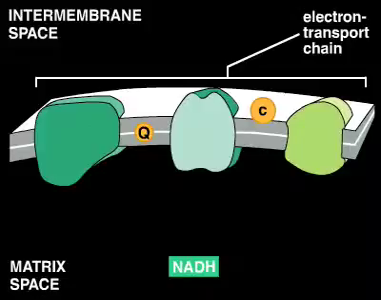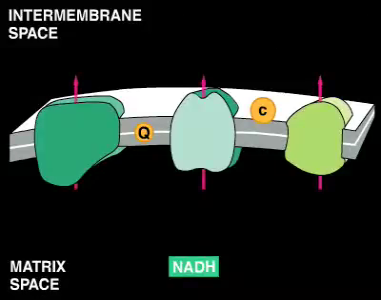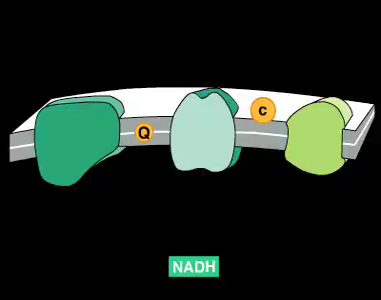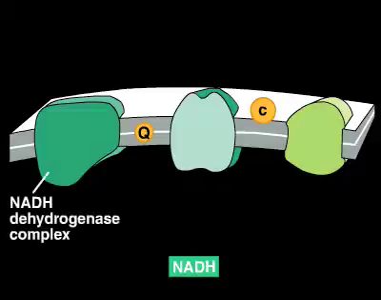embedded in the inner mitochondrial membrane. The chain acts as a pump, using the energy of the electrons to move protons from one side of the membrane to the other. The pumping creates a proton gradient across the membrane, which the mitochondrion can tap to make the fuel molecule ATP. The electron transfer begins at a multiprotein complex called the NADH dehydrogenase complex.